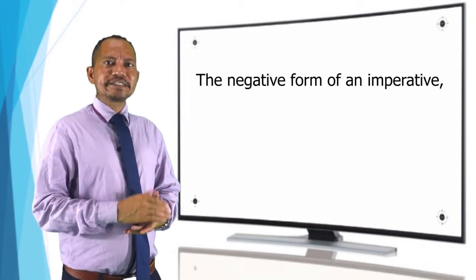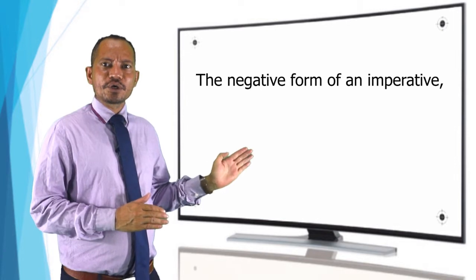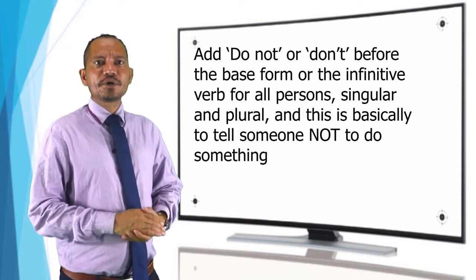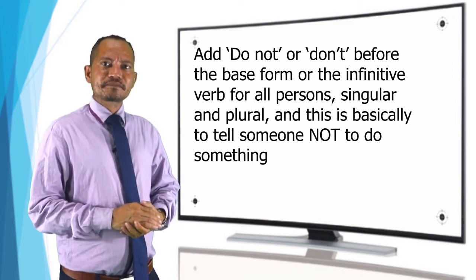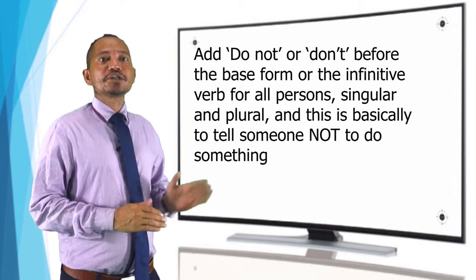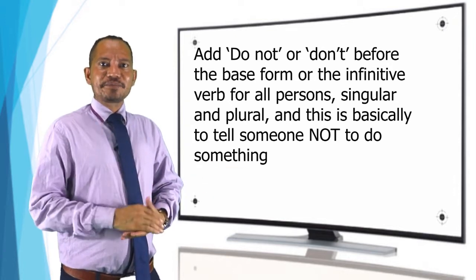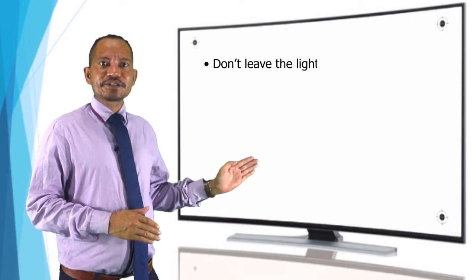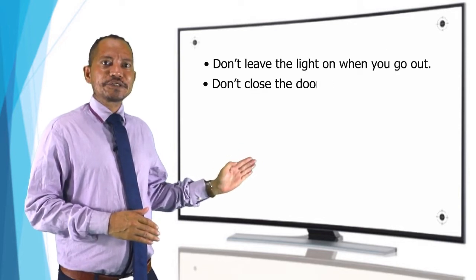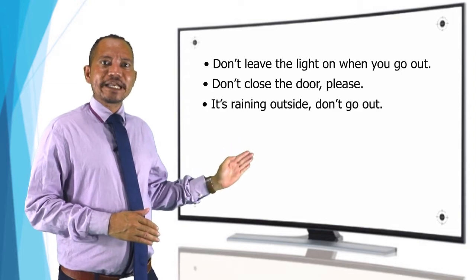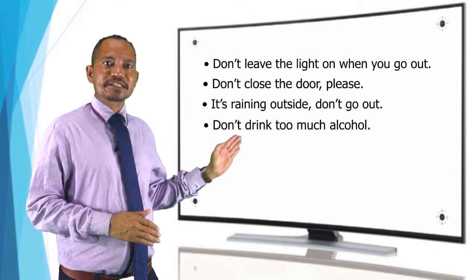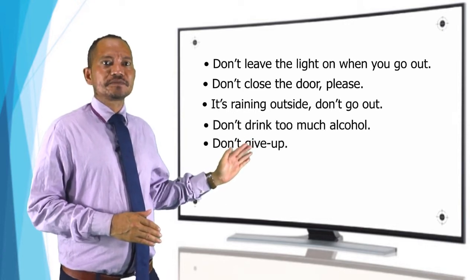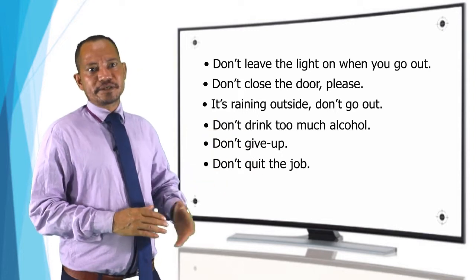To form a negative form of an imperative, we basically just need to add do not or don't before the base form or the infinitive verb for all persons, singular and plural. And this is basically to tell someone not to do something. For example, let's say, don't leave the light on when you go out. Don't close the door, please. It's raining outside. Don't go. Don't go out. Don't drink too much alcohol. Don't give up. And don't quit the job, etc.